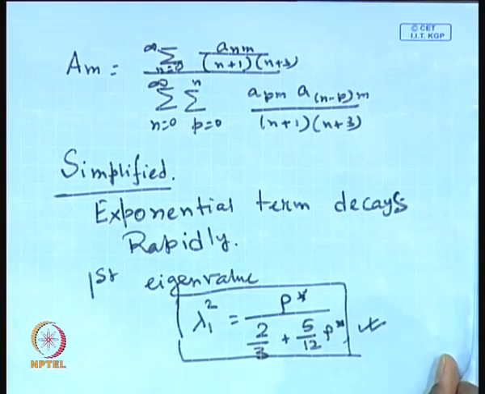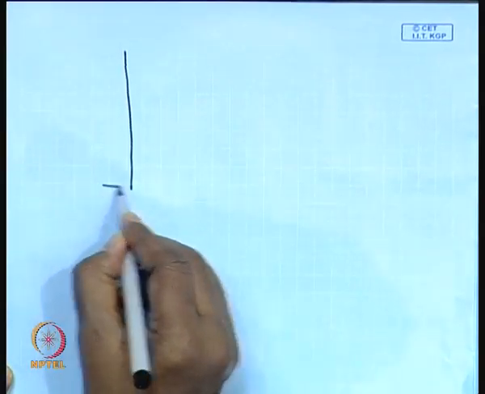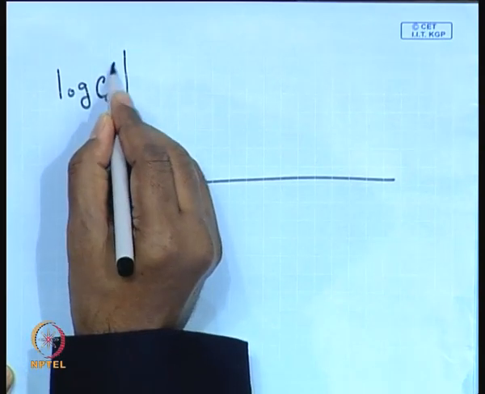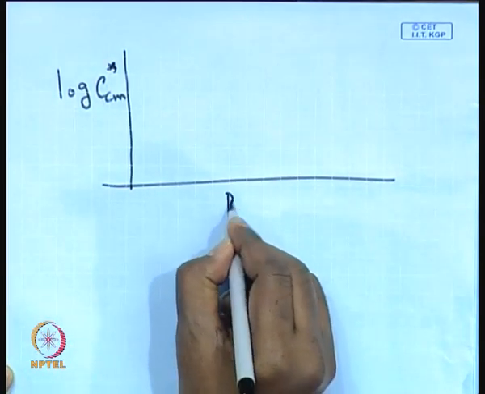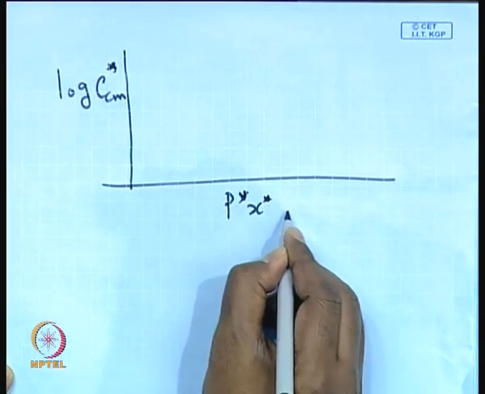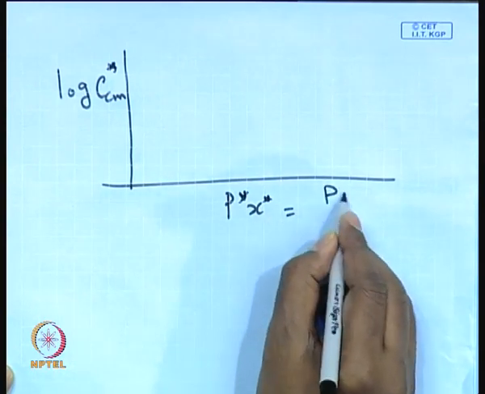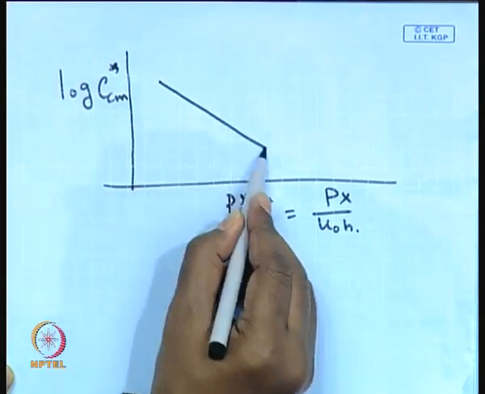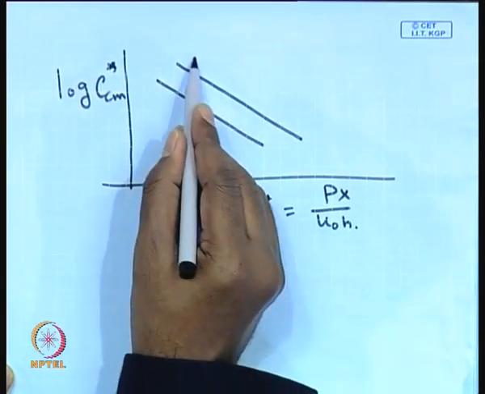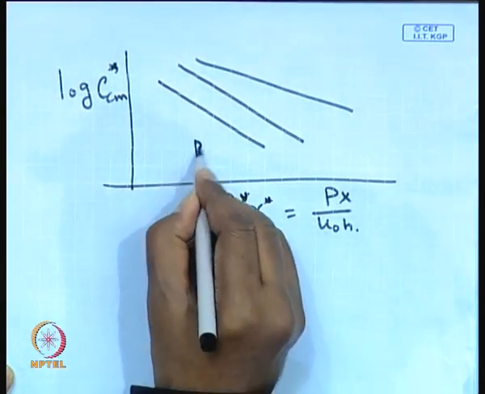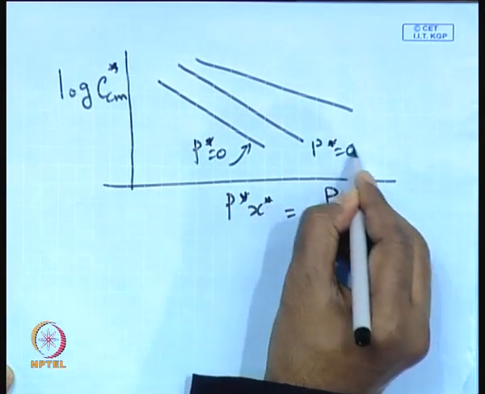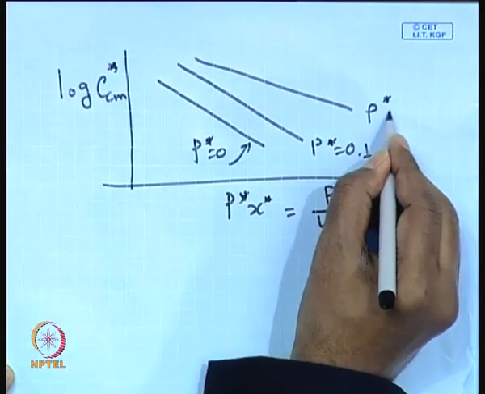Now, if you really do, you will be getting an expression something like this, log of CCM star versus p star x star, because that becomes non-dimensional, this becomes p x over u 0 h, and you will be getting the curves something like this. This is p star equal to 0, this is p star equal to 0.1, this is p star equal to 1.